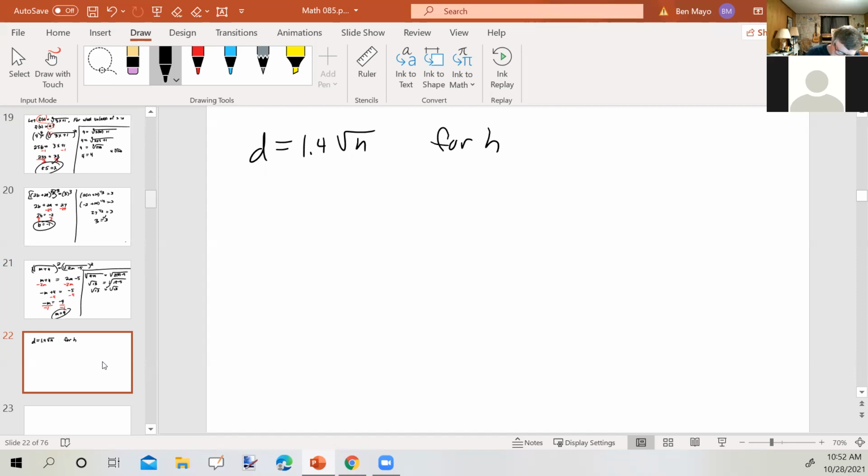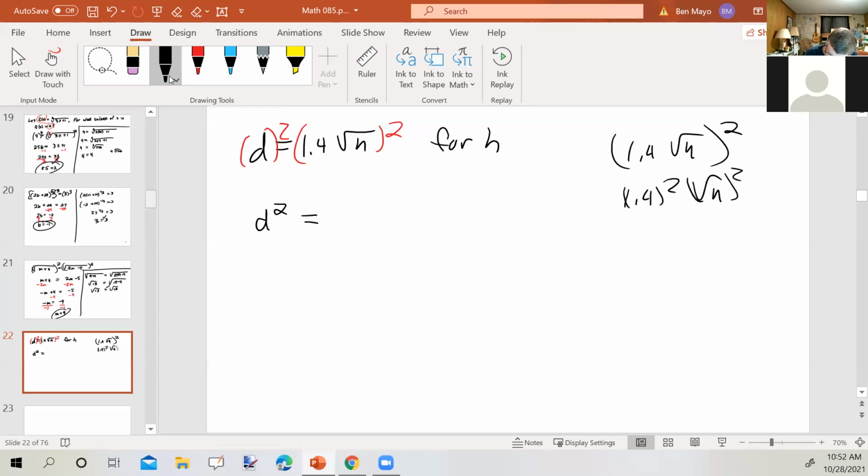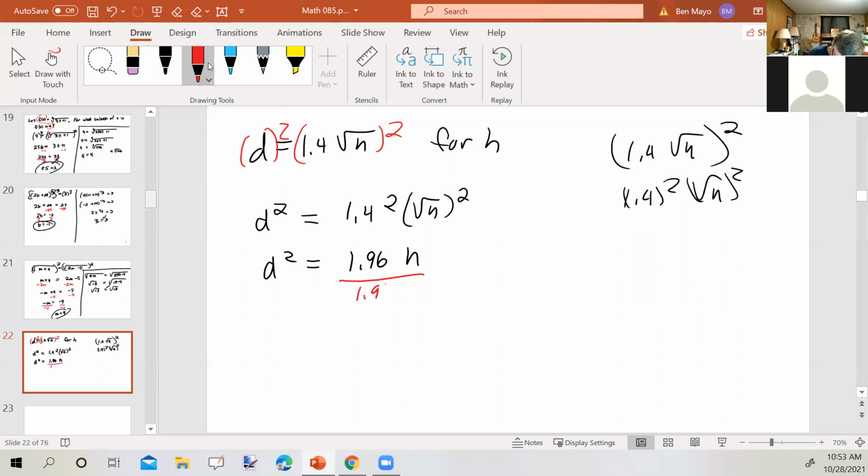So if we square both sides to start with, on the left side, we get d squared. On the right side, we've got 1.4 square root of h, squared. That's a product raised to a power, so that's going to be 1.4 squared, the square root of h squared. So d squared equals, let's see, 1.4 times 1.4 is 1.96. The square root of h squared is h. So now I've gotten rid of the radical, but I still need to solve for h. So I'm going to divide both sides by 1.96. My final answer: h equals d squared over 1.96.